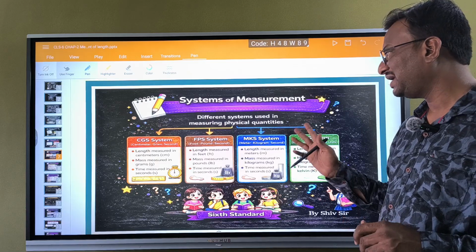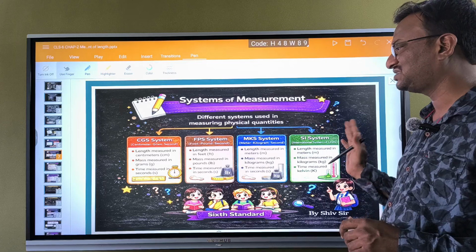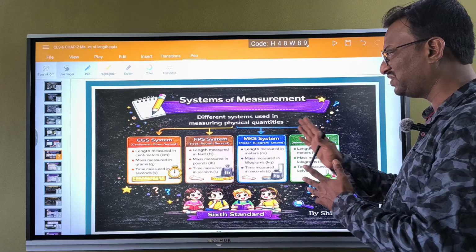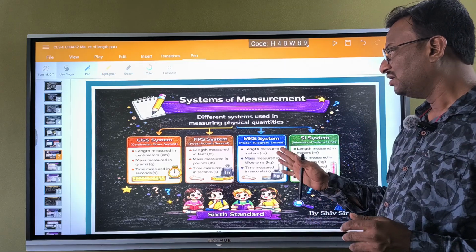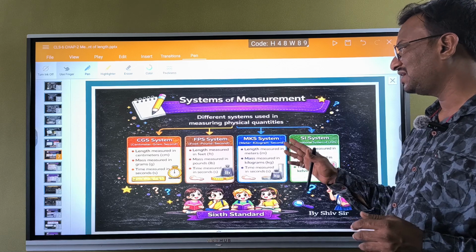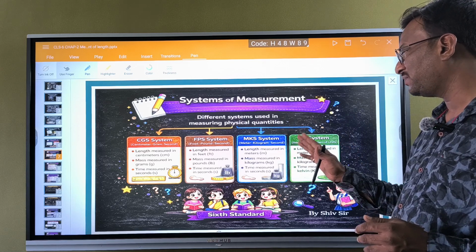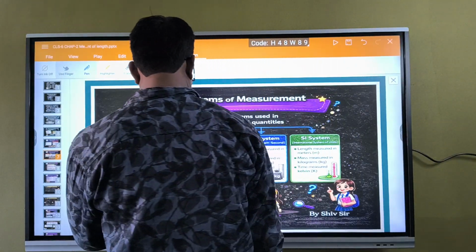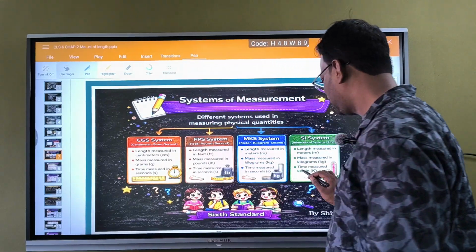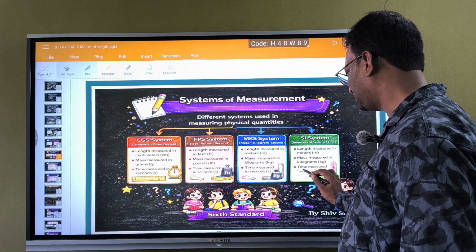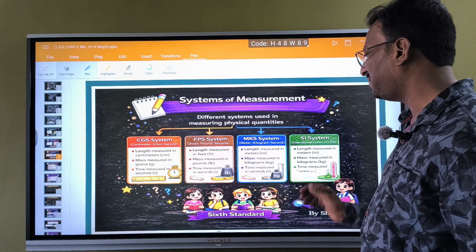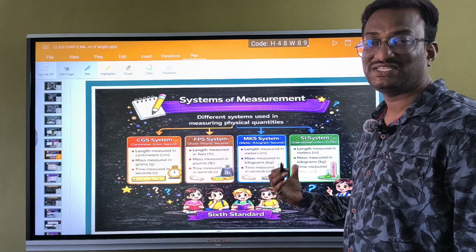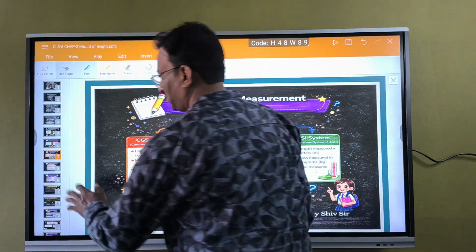MKS system and SI system are almost one and the same, with little differences between them. See here, in both cases length is measured in meter, mass in kg and time in seconds. This is not Kelvin, this is seconds. Time is measured in seconds. Temperature is measured in Kelvin.